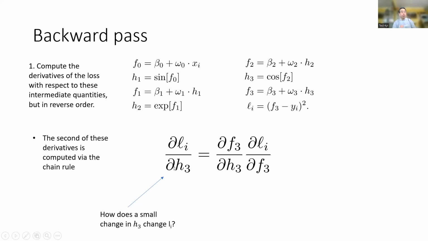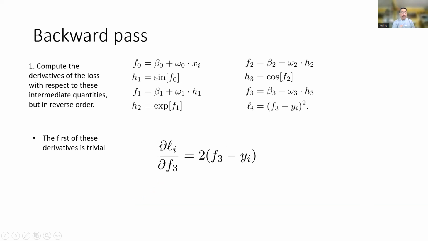Once you know this, we have a formula that says the partial derivative of the loss with respect to H3 is this expression. This is the chain rule in action. It's the partial derivative of F3 with respect to H3 times the partial derivative of the loss with respect to F3. I'm not going to go through all this, but the key thing to note is that the right-hand side here, the loss with respect to F3, is exactly what we just calculated in the previous step.